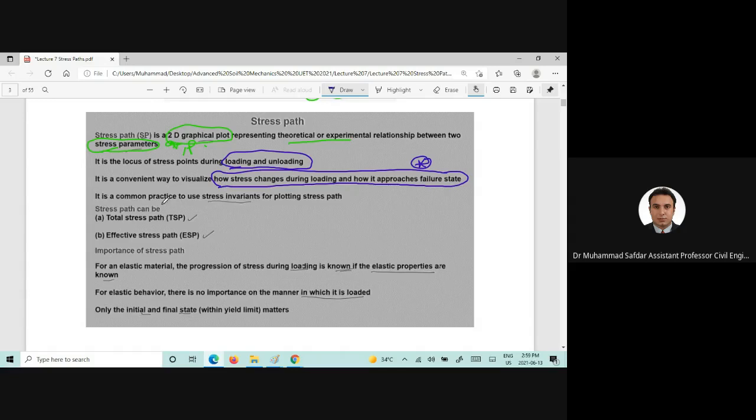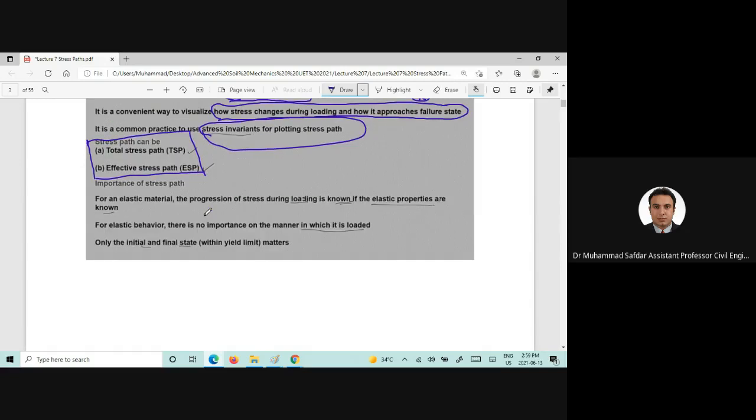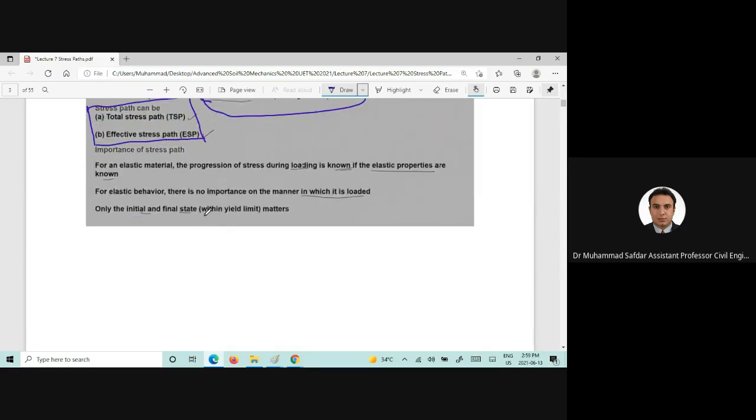Now, it is a common practice to use stress invariants Q and P to plot the stress path. Now, the next question which comes to our mind is, what are the different types of stress paths? So we have effective stress path and we have total stress path. And we will discuss that in greater detail in coming slides. Now, what is the importance of the stress path?